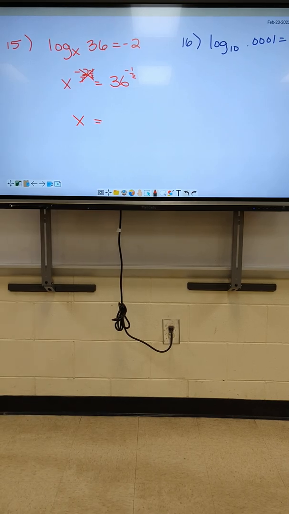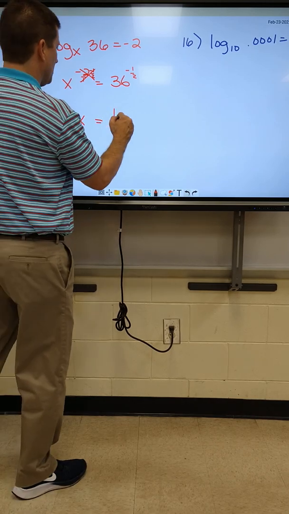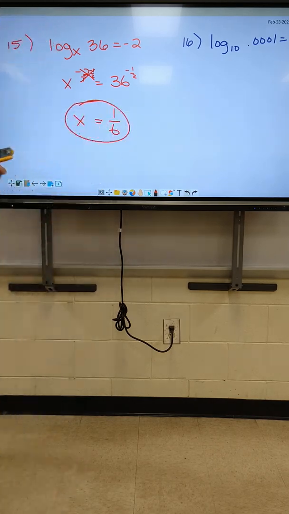That's not bad at all. So it'd be 36 to the -1/2. 36 to the -1 over 2. What'd y'all get? I got 1/6. If you can't get that, I'll come show you.